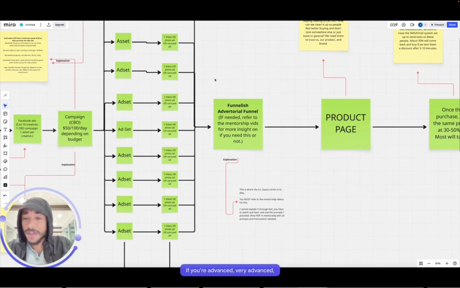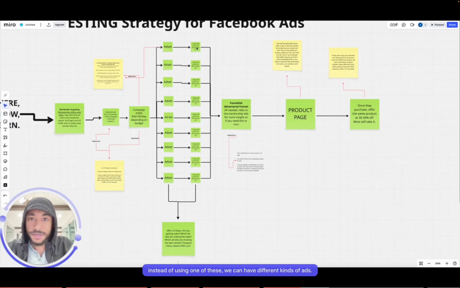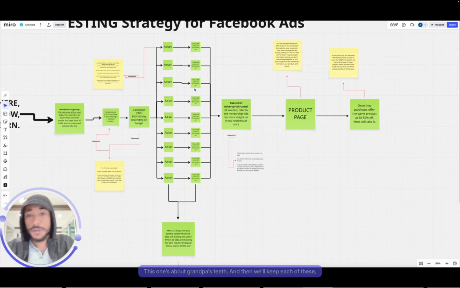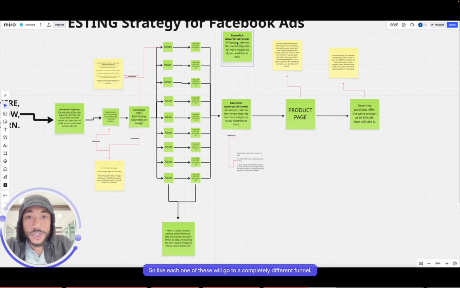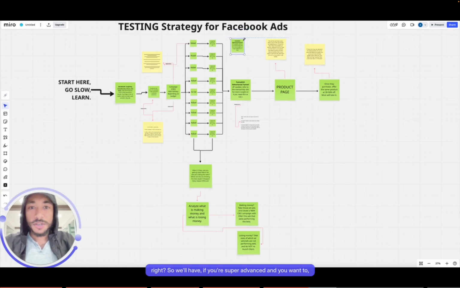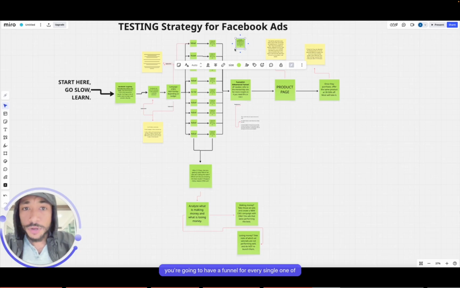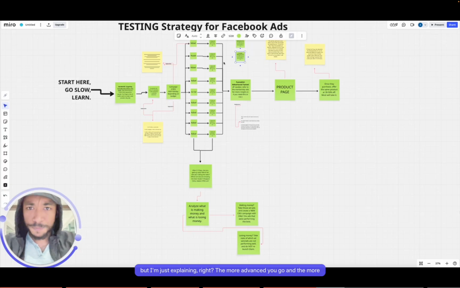So we could even, if you're advanced, very advanced, instead of using one of these, we can have different kinds of ads. So like this one's about Grandpa's knees. This one's about Grandpa's hair. This one's about Grandpa's teeth. And then each one of these will go to a completely different funnel, right? So if you're super advanced and you're scaling to 100 grand a day, 30, 50, 100, a million a day, you're going to have a funnel for every single one of these, right? But you're not worrying about this right now, but I'm just explaining, right?